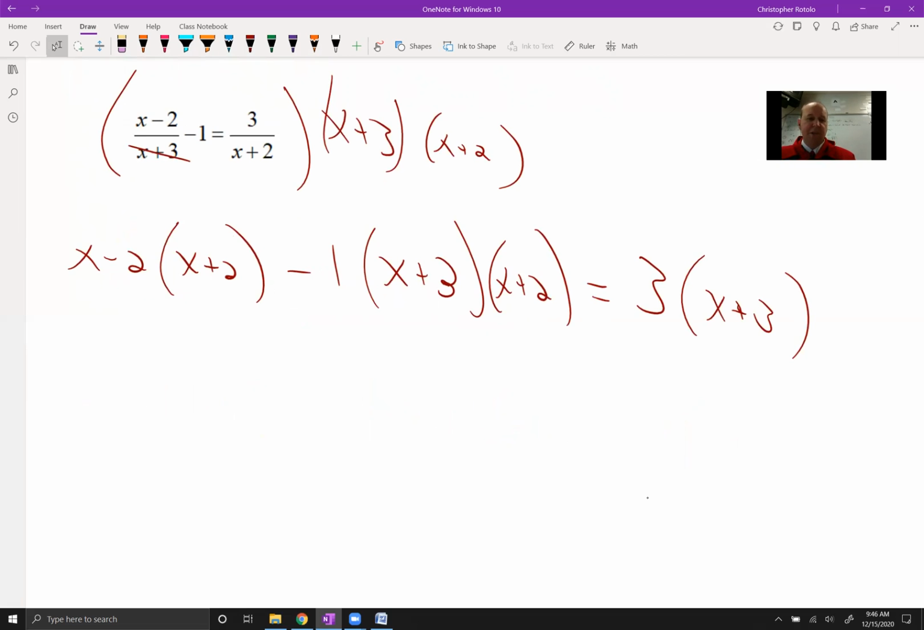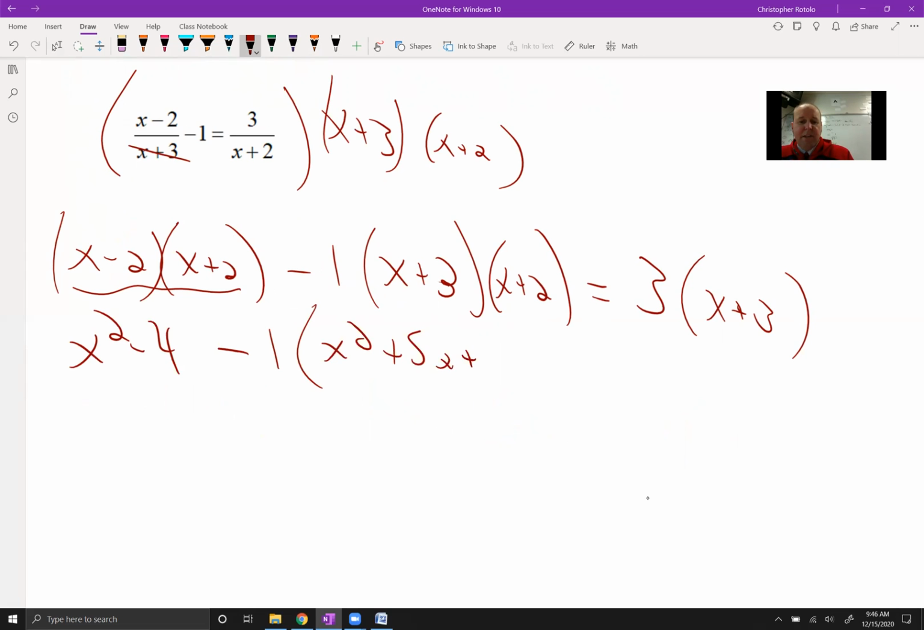This reminds me of 2020 when everything was all messed up. All right, so the first one can be a difference of squares, because I have conjugates. So x squared minus 4 minus 1 times. Notice I'm going to keep my parentheses as we do this FOIL. x squared, 2x and 3x, that's 5x plus 6. And it equals 3x plus 9.